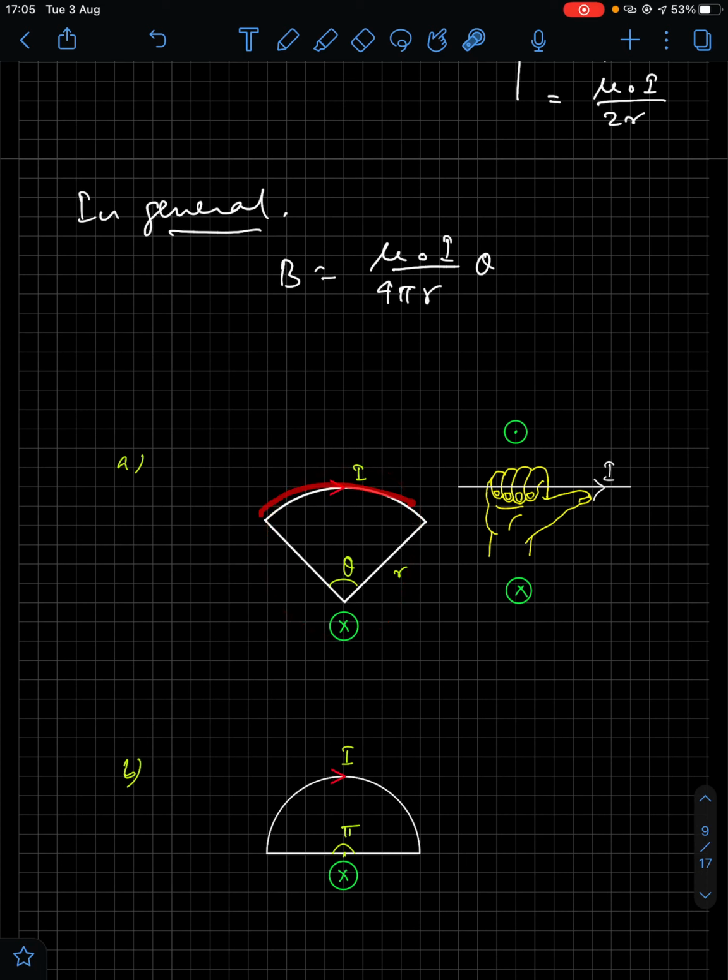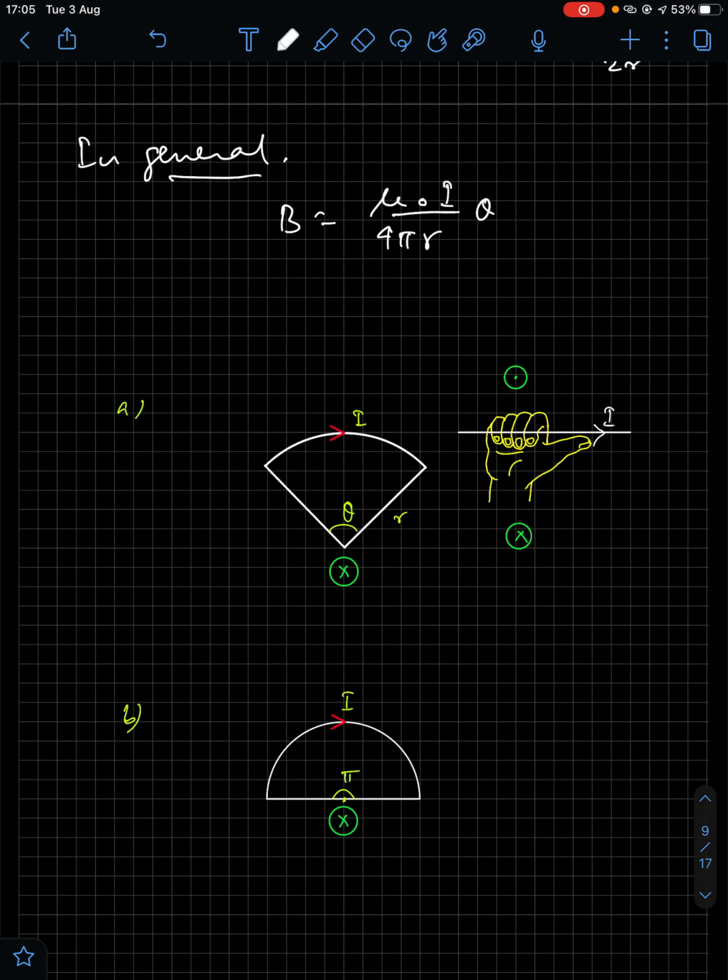Let's see here in this situation, this is the arc for a certain angle theta, and say if this angle theta is 90 degrees, then your B becomes mu naught I by 4 pi R into pi by 2.